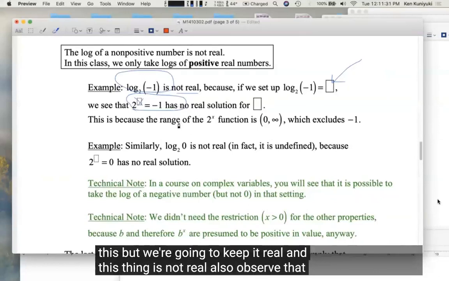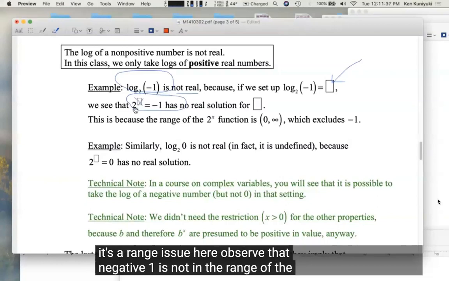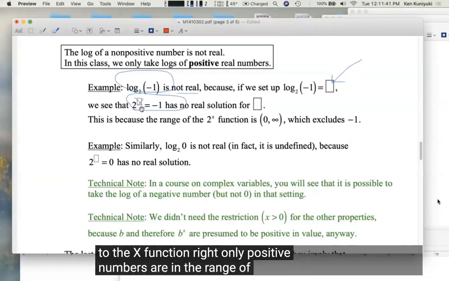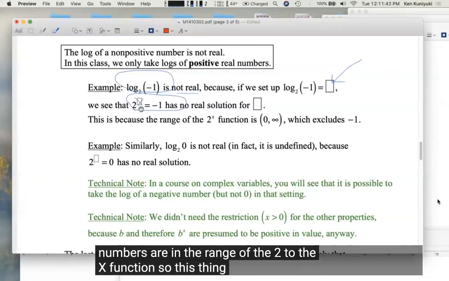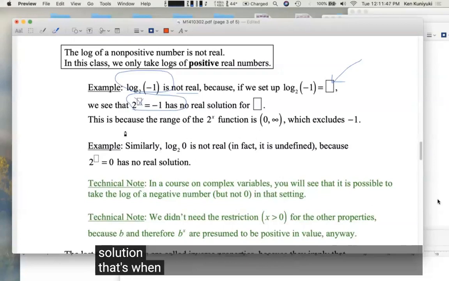And this thing is not real. Also, observe that it's a range issue here. Observe that negative 1 is not in the range of the 2 to the x function, right? Only positive numbers are in the range of the 2 to the x function, so this has no real solution. That's what I mentioned over here.